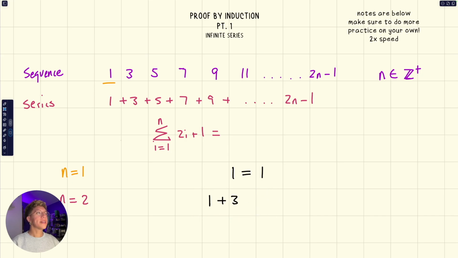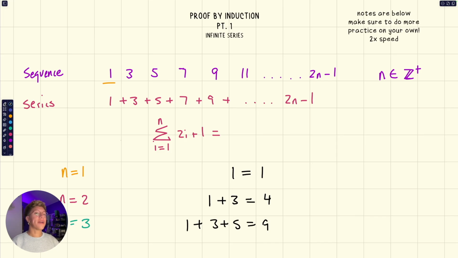Say 1 plus 3 is equal to 4. And let's do the next one, maybe in green. This is our third case. We'll say n equals 3, the sum of the first three terms. So we get 1 plus 3 plus 5 is equal to 9.